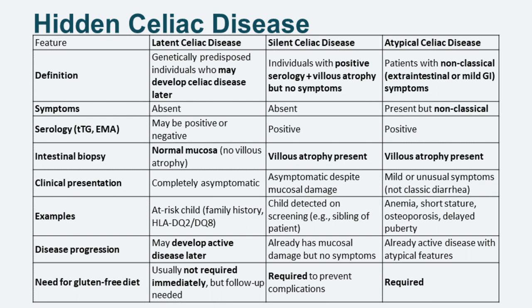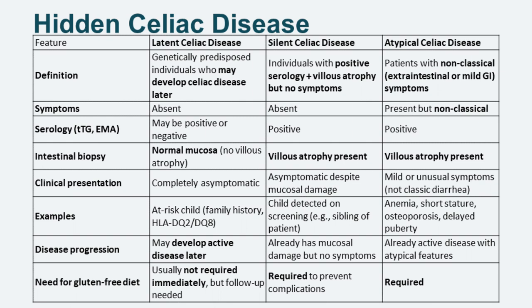The silent celiac is what I spoke about, the hidden one, in which they don't have any symptoms, but they have villus atrophy on endoscopy and they have positive serology. And you usually get this when you are doing a sibling screening, and you have to give them a gluten-free diet to prevent complications.